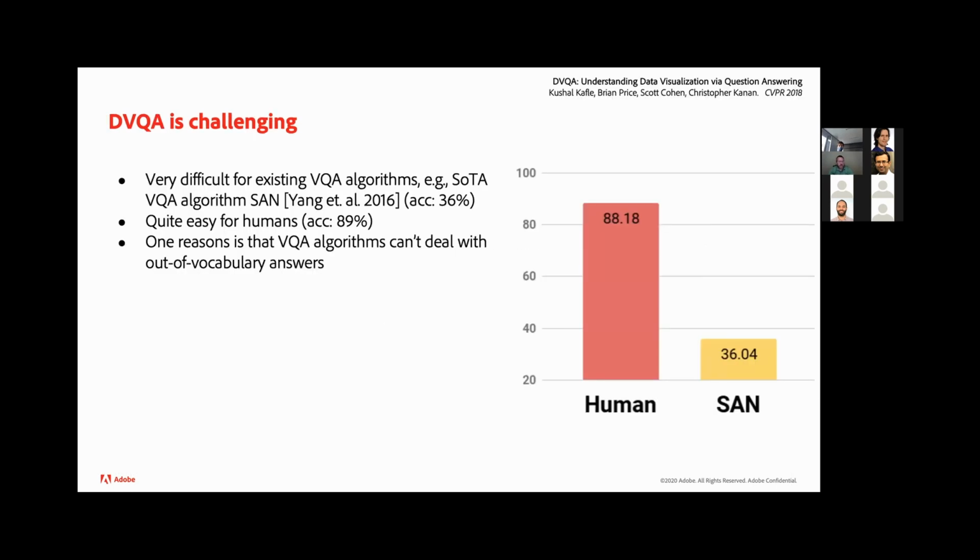And I want to point out, at least at the time, doing this is very difficult. A human would get about 88% on our data set, while the best state-of-the-art image VQA method would only get about 36%. It couldn't handle things like out of vocabulary answers and OCR, and it struggled.